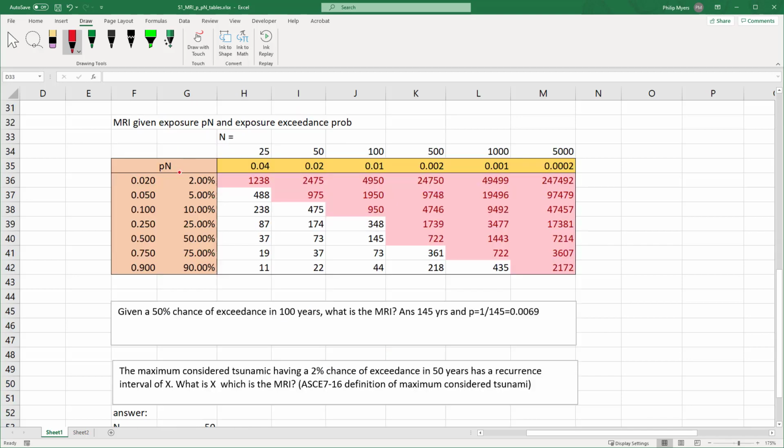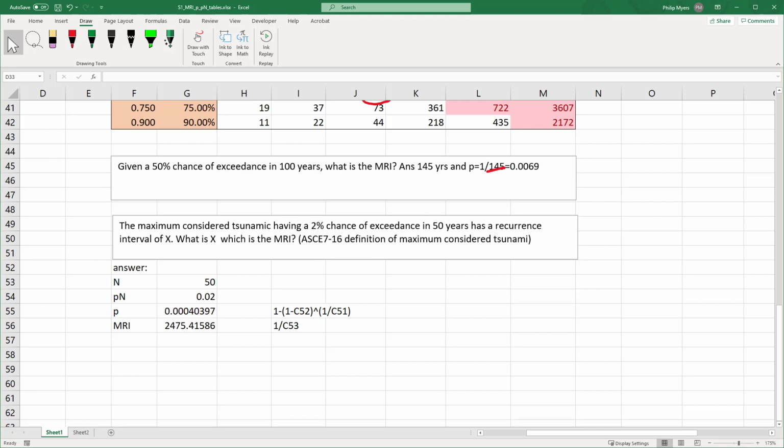In the next table, we are using the second formula to find the MRI given the exceedance probability over exposure period n. To illustrate, given even odds that the exceedance level will be exceeded in the next 100 years, we choose n equal to 100, and we choose the probability of exposure over that period to be 50%. We can see that the MRI is 145 years, and that is 0.007 annual probability of exceedance.